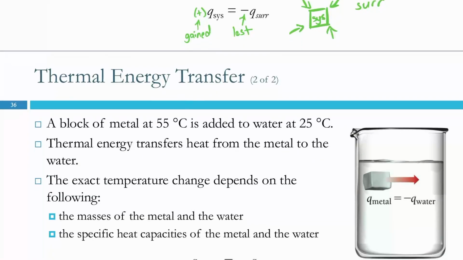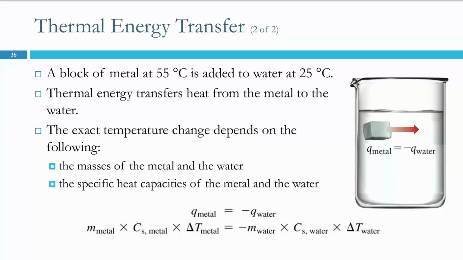We can apply this to things like adding a block of metal to water, so calorimetry stuff. We're going to be doing something like this today. Taking a block of metal at 55 degrees Celsius and adding it to water at 25 degrees Celsius. Which is hotter, the metal or the water? The metal's hotter. Since the metal's hotter, energy is going to flow from the metal into the water.